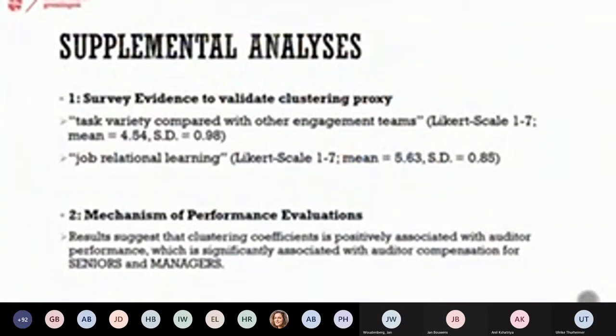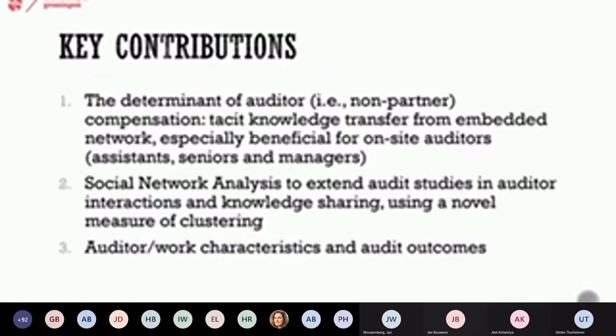What you obviously might doubt is, okay, but why should you expect that there is a direct relationship between clustering and compensation? So to deal with this comment, we could, for a subset, in this case only focusing on senior managers, show that there is mediation going on from the local clustering, so your network, via better performance, so higher performance evaluations, resulting in higher compensation. Now, this brings me to the end of this presentation.